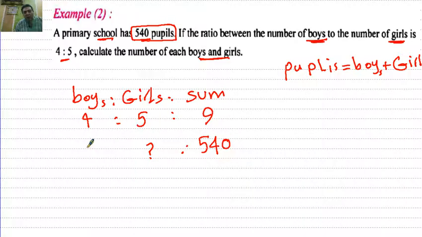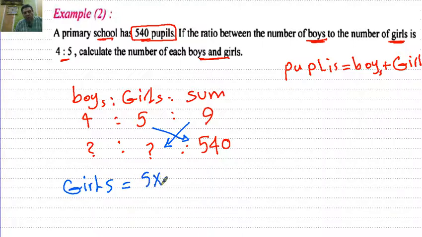Then we are missing girls and boys. We can use cross multiplication. Then girls equals 5 times 540 divided by 9 equals 300 pupils. That's the number of girls.